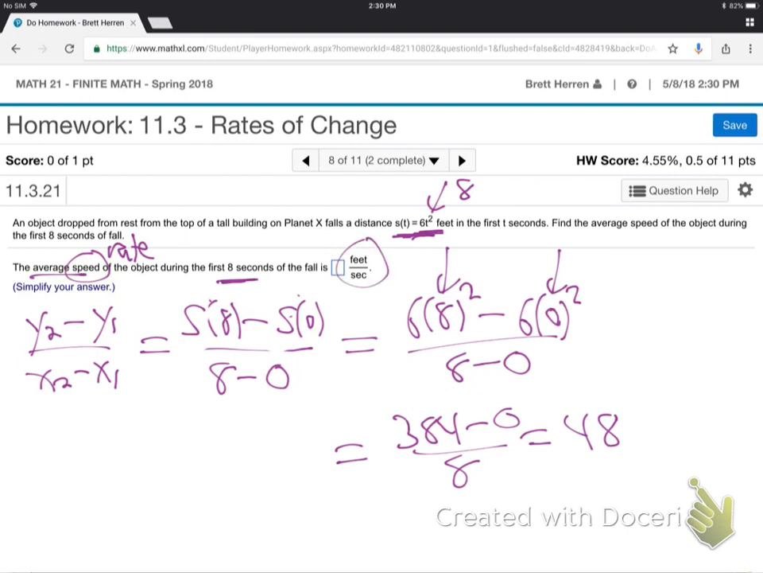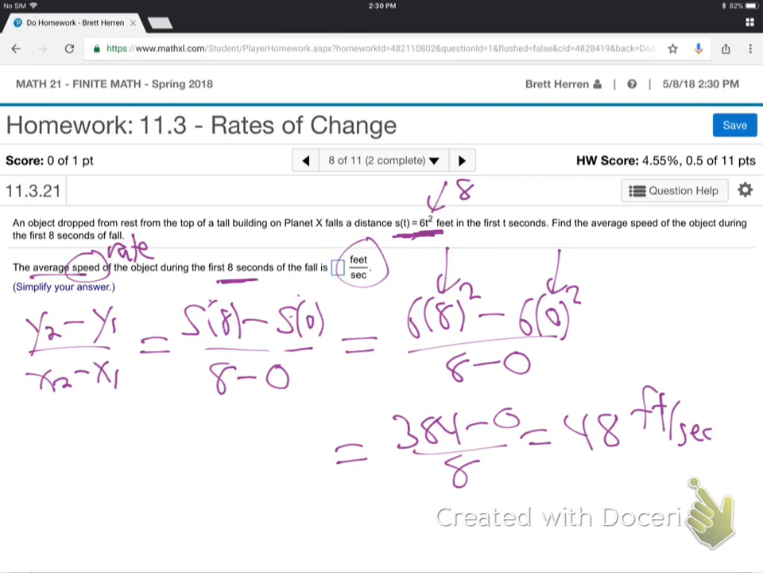Yeah, they're giving me the units, huh? It's feet per second. That's the rate. That's on average, the speed increased 48 feet every second that thing was falling. The way you would say it is, the speed increased 48 feet per second every second.